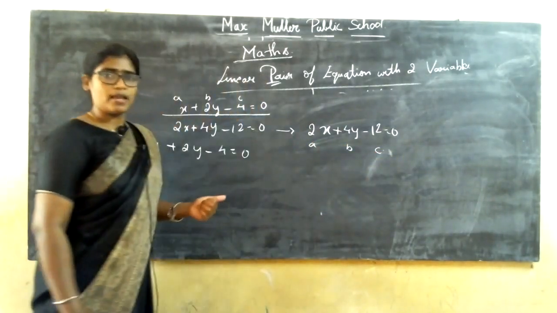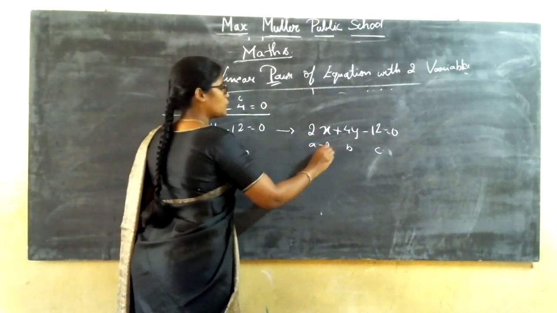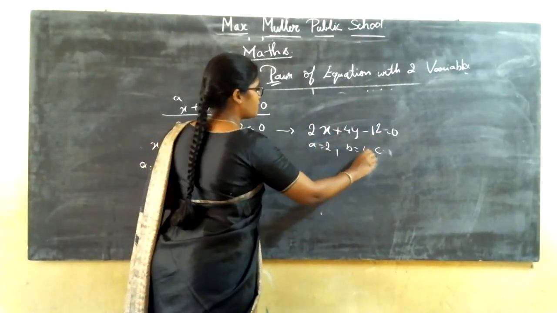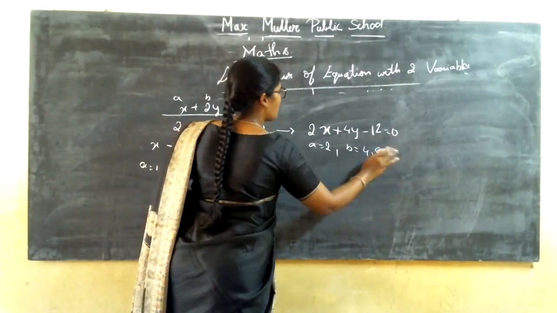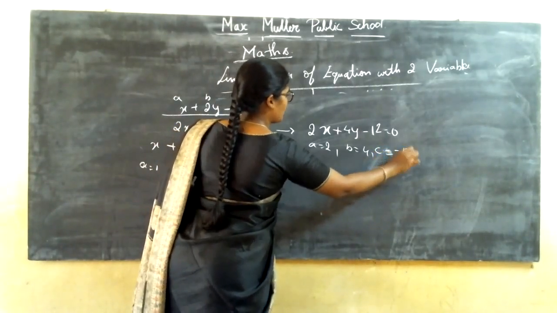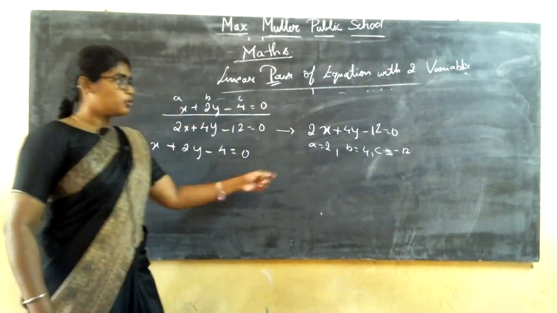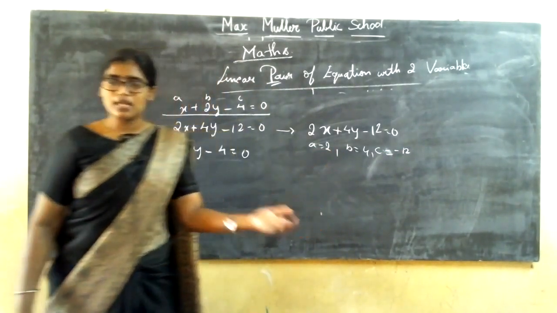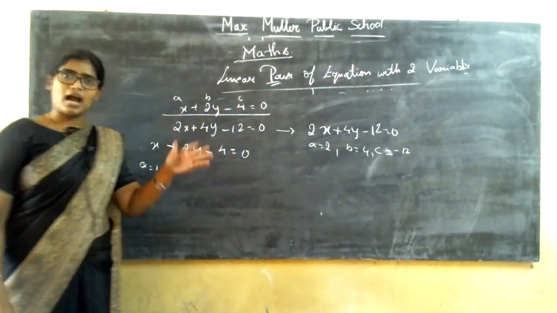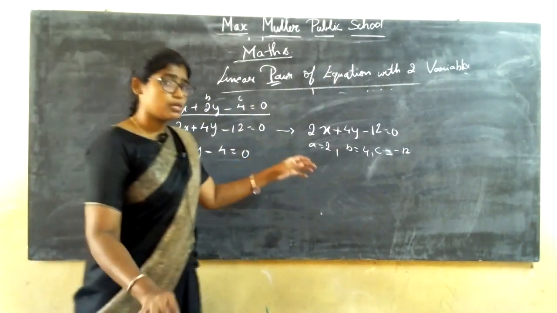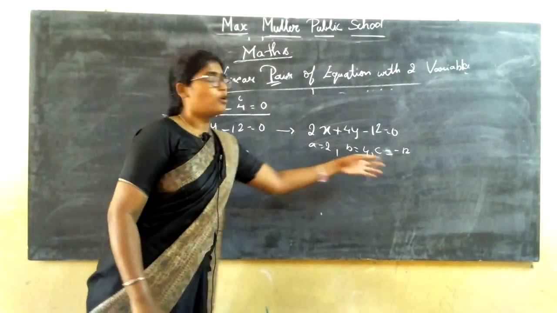What is the value of A you have? You have it as 2, and B value is 4, and C value is minus 12. Now 2, 4, neither it might be a plus or minus sign. Let us see afterwards, but let us see the numbers what we have. That is 2, 4 and 12.